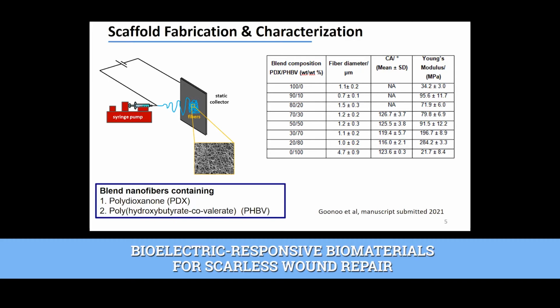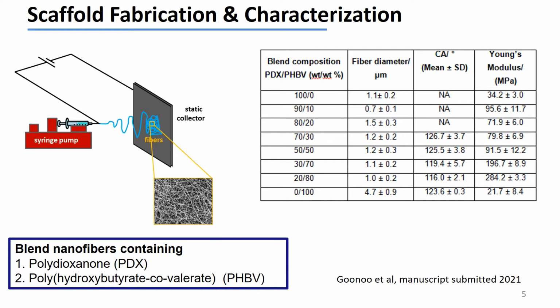The scaffold was fabricated using the electrospinning technique and consisted of polydioxanone (PDX) and polyhydroxybutyrate valerate (PHBV). PHBV is a piezoelectric polymer. In other words, in vivo implantation of the latter will induce an electrical response due to mechanical movement of the host.